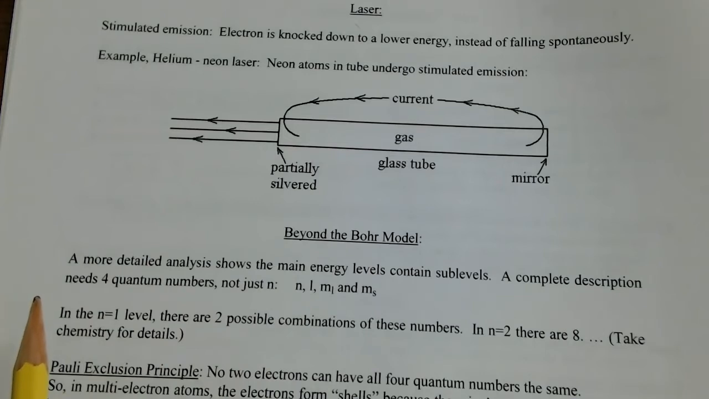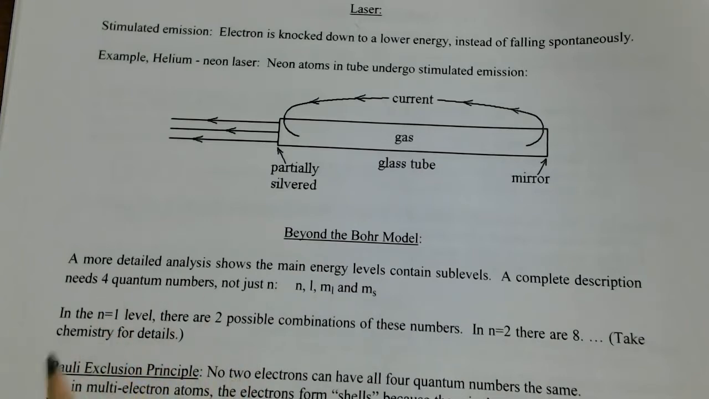In the ground state, n equals 1, there are two possible combinations of these numbers. For n equals 2, there are 8 possible combinations of these 4 quantum numbers that include n equals 2. In the third energy level, I didn't write it down here, but I believe the number is 18 possible combinations of quantum numbers that include n equals 3 and so on. And this isn't a chemistry class, and I'm not going to dwell on that.